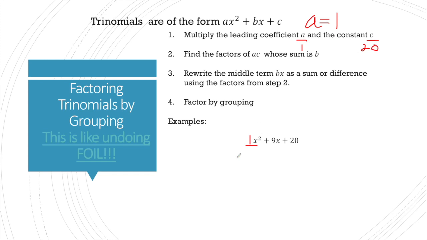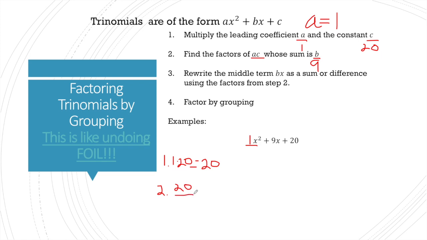So I have that 1 times 20 is going to give me 20. Now I am looking for the factors of AC that I just found right here, whose sum is b. b in this case is 9. So what are some factors of 20 that add up to 9?